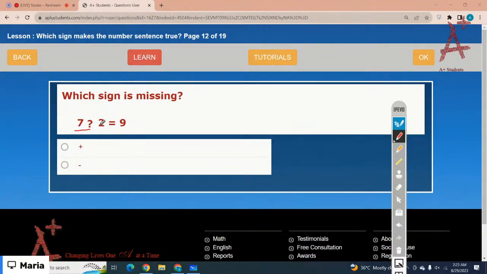Just look at the numbers. If the number on one side is greater than both the numbers, that means you are going to add them, right? But if the number given on the other side is less than both of the numbers, that would be the negative sign. So you can see 9 is greater than 2 and 7. That means you have to add them. So the correct option is the positive sign, right?